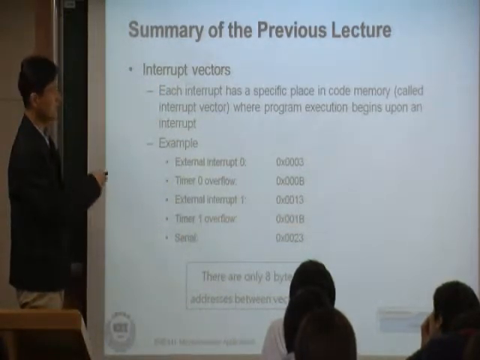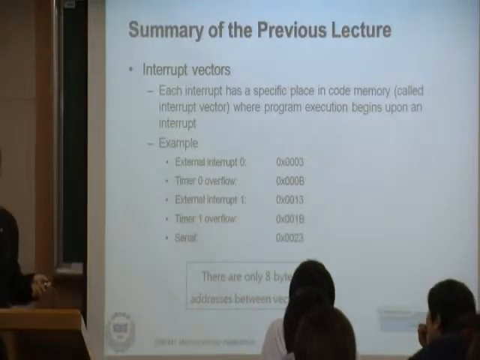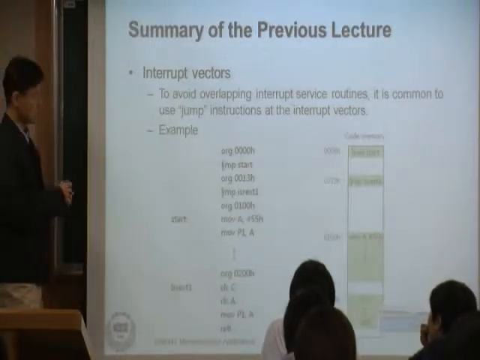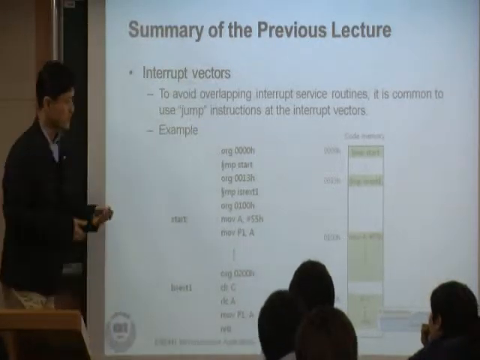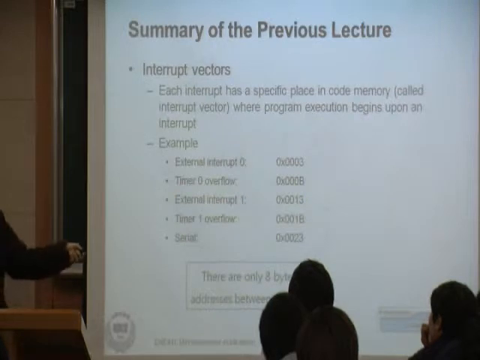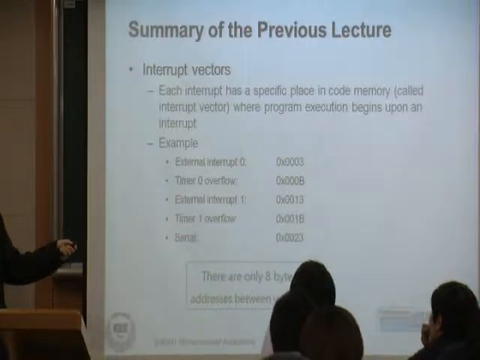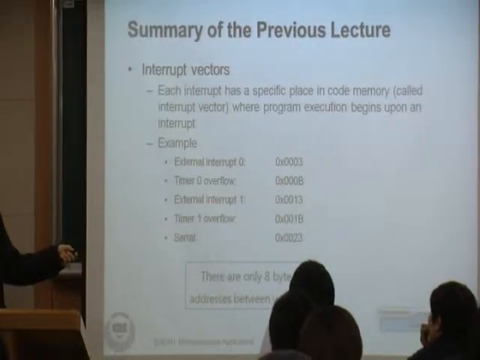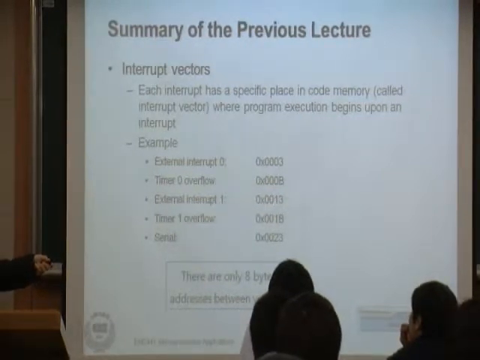That's called the interrupt vector. You're going to jump to one of these. This is an example, right? So here, what is 0013? Let's go back here. 13 is reserved. This address is reserved as the interrupt vector for external interrupt 1. So whenever external interrupt 1 happens, I'm going to jump to this address.